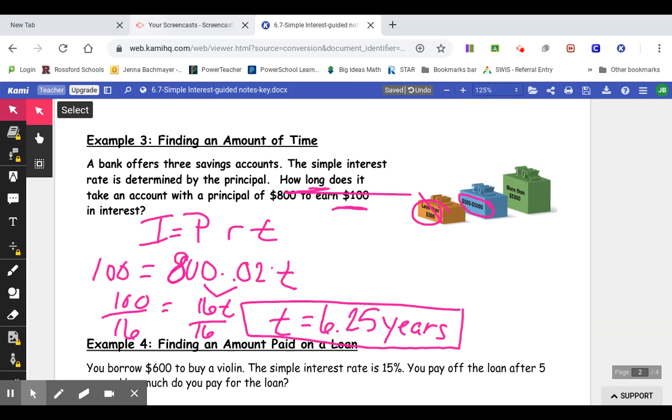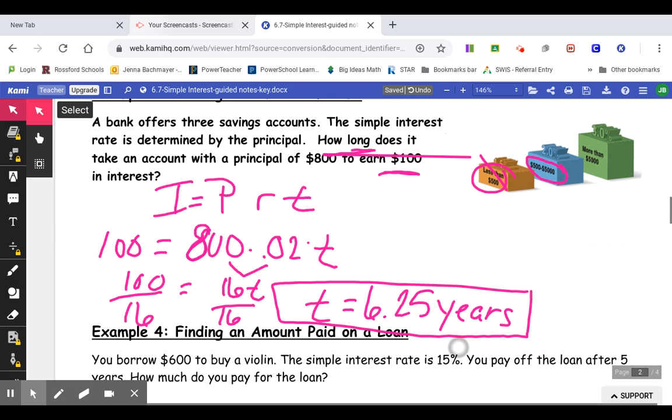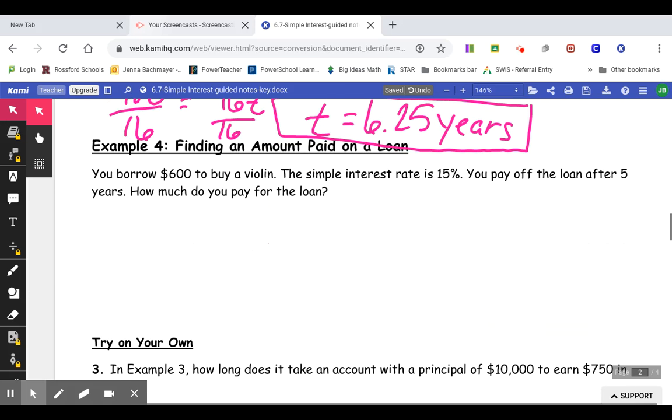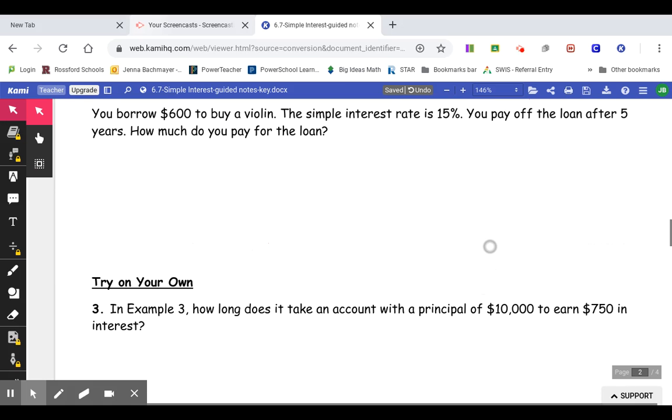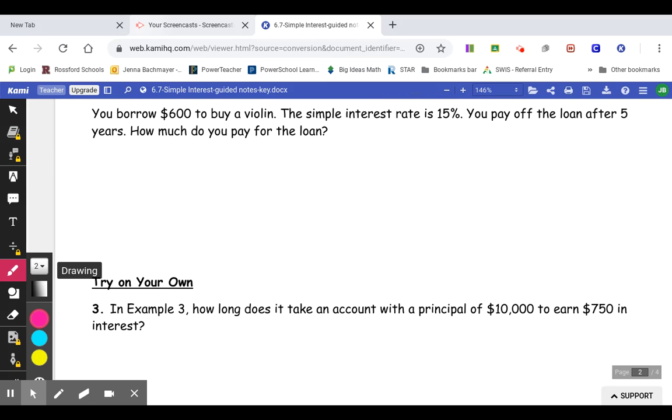All right, let's look at example 4. You borrow $600 to buy a violin. The simple interest rate is 15%. You pay off the loan after 5 years. How much do you pay for the loan? So again, I want to use my interest formula. I equals PRT.